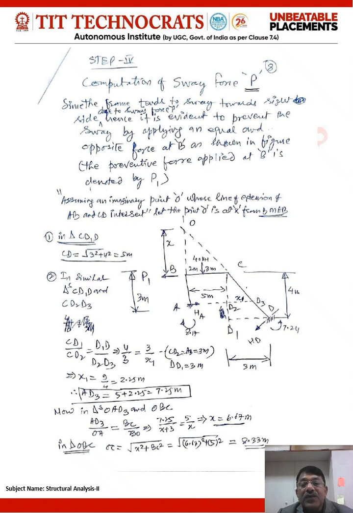Say x1, which is the distance D to D, is 2.25 meters as computed using the property of similar triangles. Then the distance AD3 would be the addition of the initial distance between AC, that is 5 meters, plus x1, that is 2.25 meters, so the total is 7.25 meters.